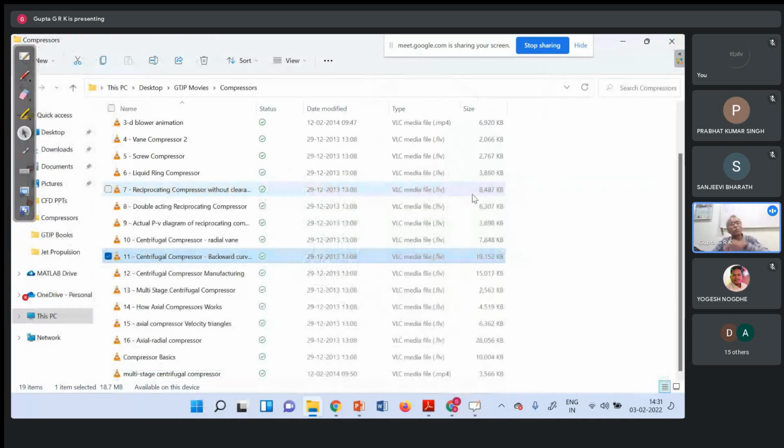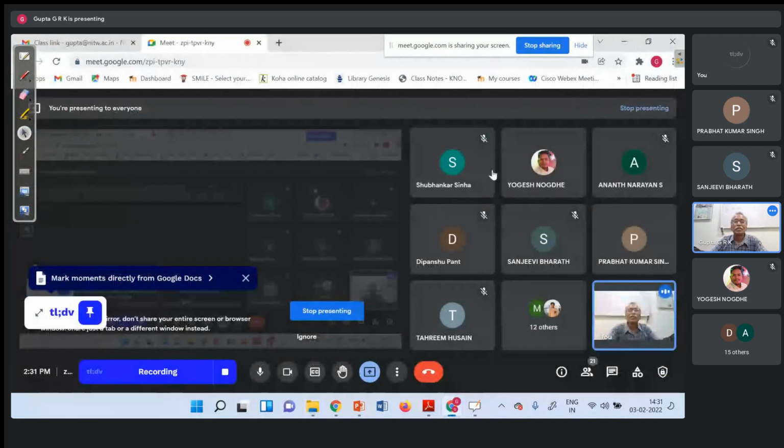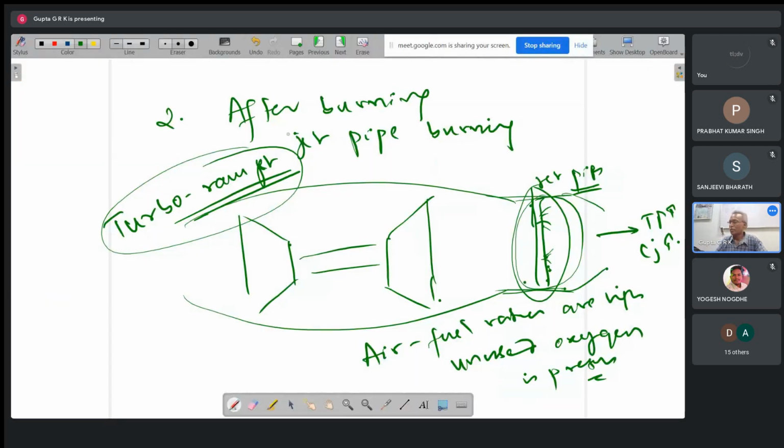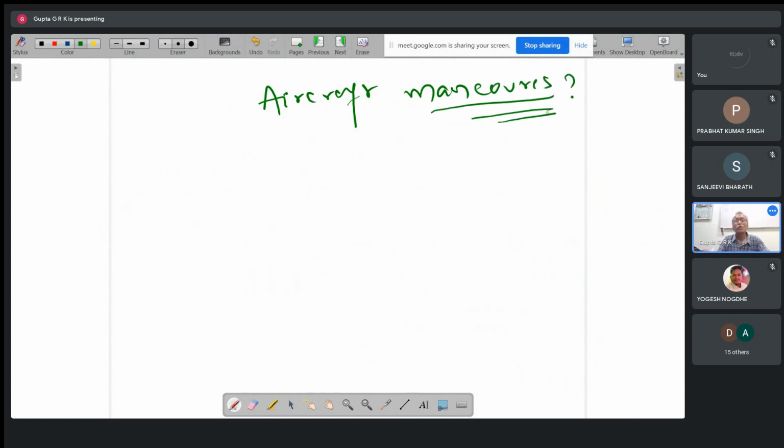And there can be forward curved veins also, but normally we don't use them. And next, another thing. Okay, another thing I wanted to discuss before leaving the aircraft propulsion, right? How aircraft maneuvers. How it gets maneuvered, that is how it takes turns or anything.